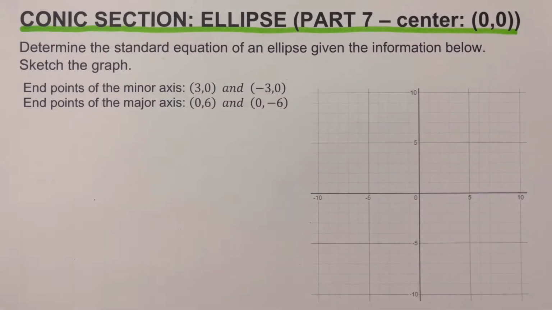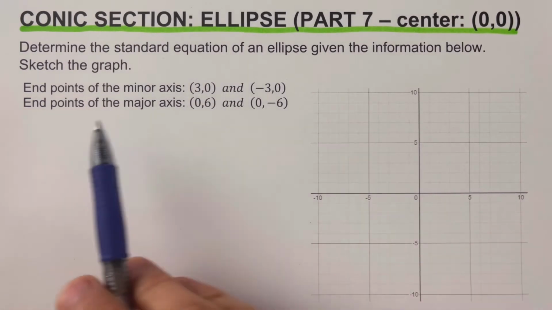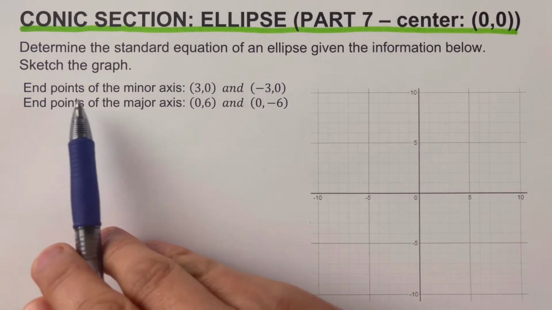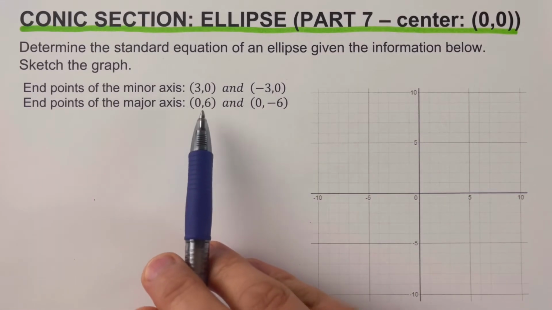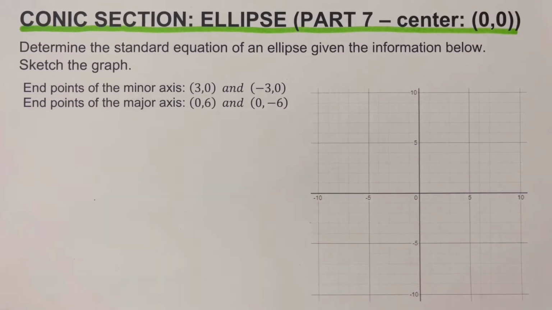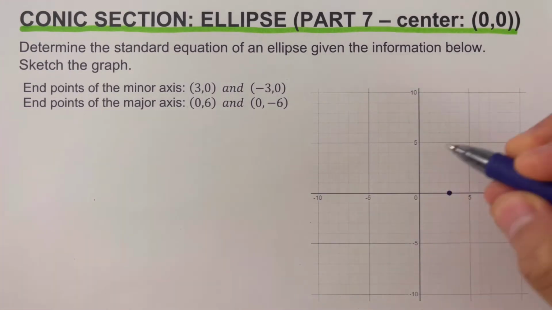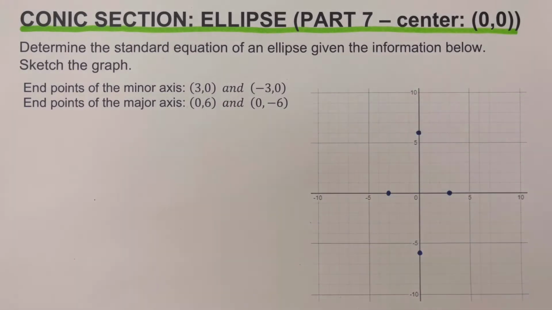So we're supposed to determine the standard equation of an ellipse given these two right here. The two endpoints of the minor axis are these two, and these are the coordinates of the endpoints of the major axis. So we are going to plot these four points right here. Okay, looking at these dots right here, we need to determine which of these dots would be considered the co-vertices and which are the vertices.